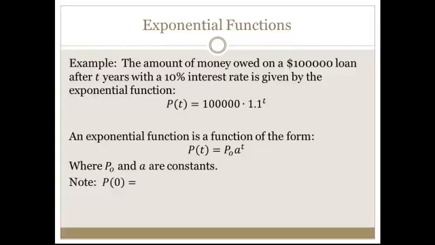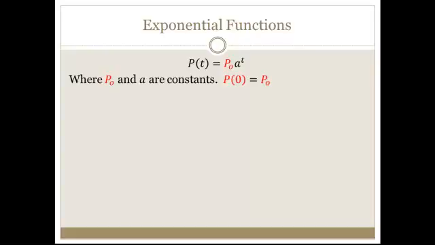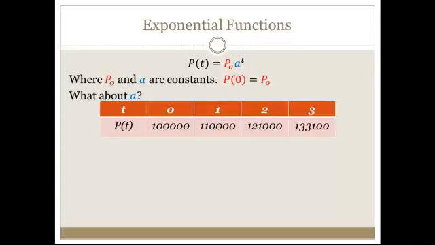It is worth noting that we can evaluate p of 0 to get p naught times a to the 0, which is just p naught because a to the 0 equals 1. So our constant p naught is simply p of 0. So what about the other constant, a? Let's come back to our example to understand a. We found the following data.